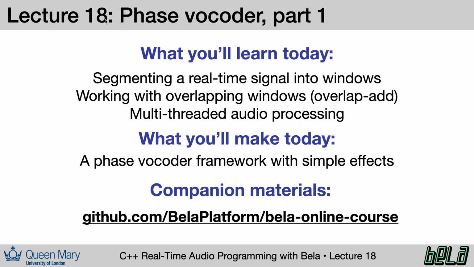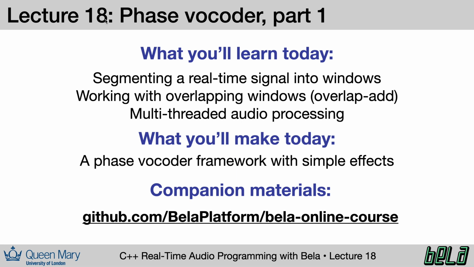We'll see that the phase vocoder is an incredibly powerful way of transforming our audio signals, letting us do things like pitch shifting, which we couldn't easily do with filters alone. This lecture is the first of a two-part series on the phase vocoder, building on the block-based processing architecture we saw in Lecture 17. In today's lecture, we'll review how to segment a real-time signal into blocks or windows, and we're also going to look at how to work with windows that overlap with one another.